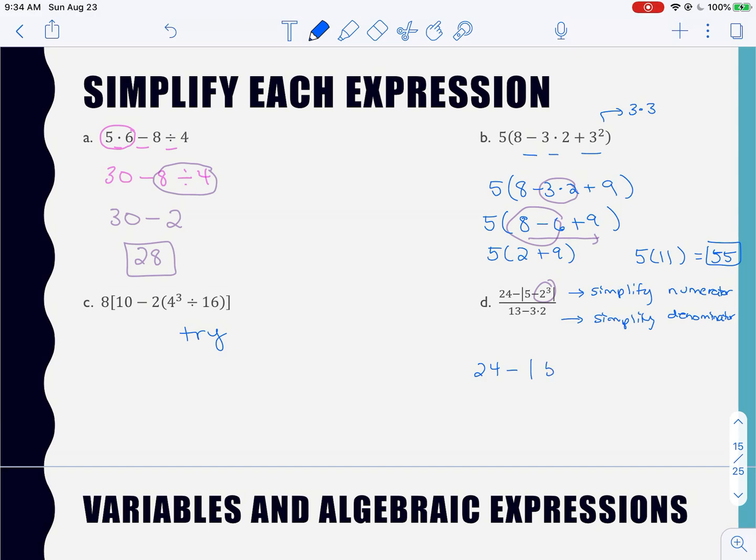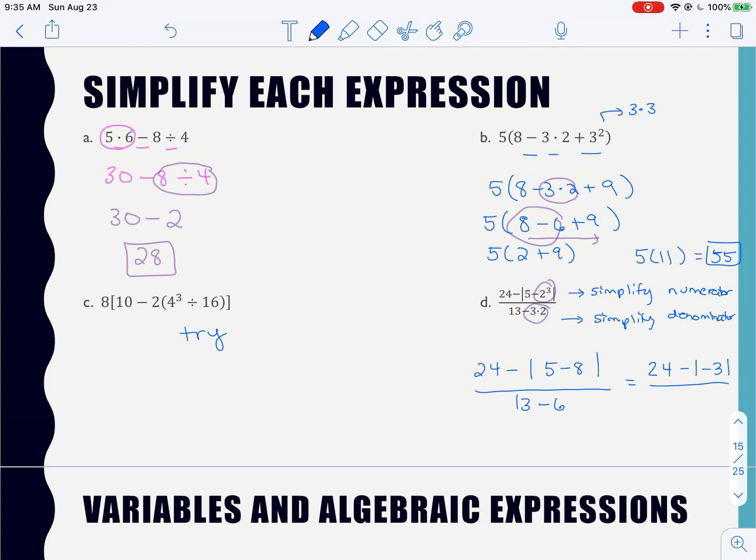2 to the third power is 8. So this is going to be 24 minus the absolute value of 5 minus 8. All over the denominator. The first step in the denominator is going to be multiplication. So this is going to be 13 minus 6. Keep working. 5 minus 8, if you guys remember how to do this, we're going to review integers soon.